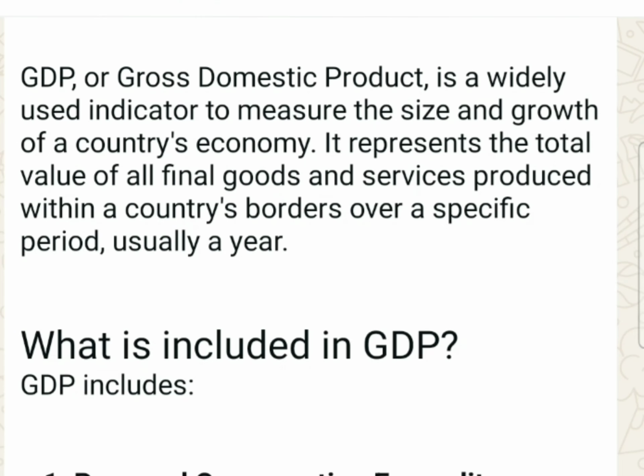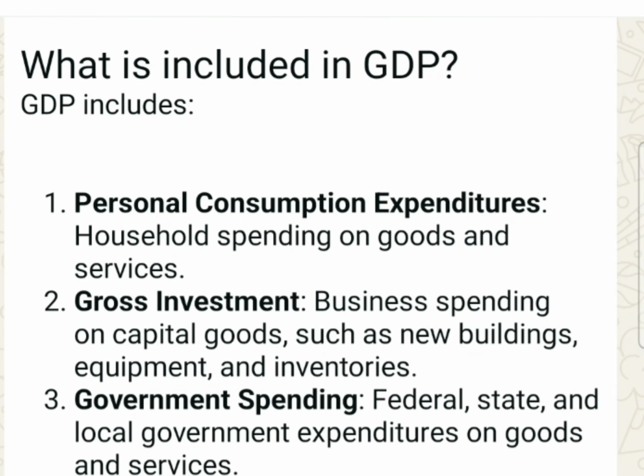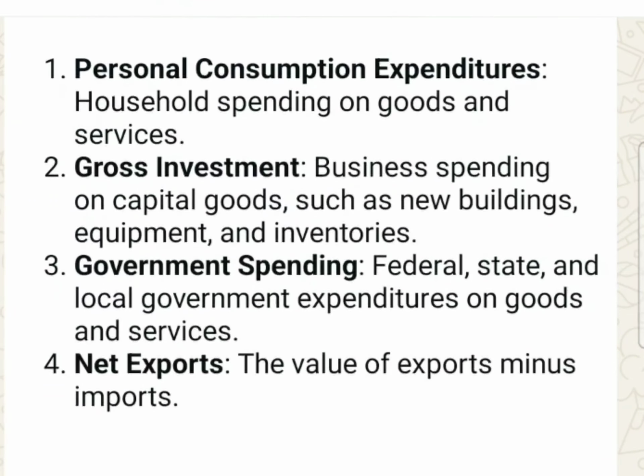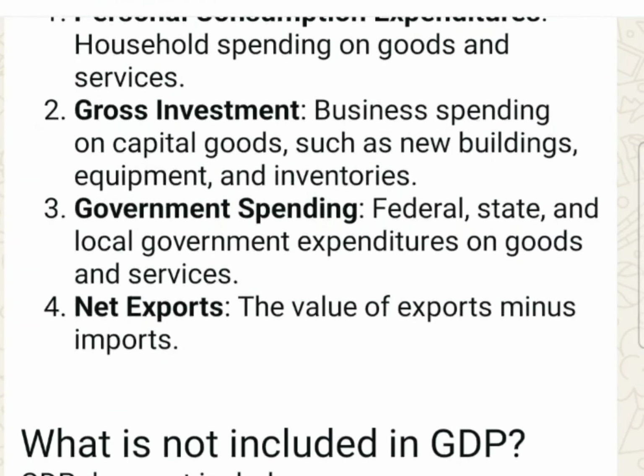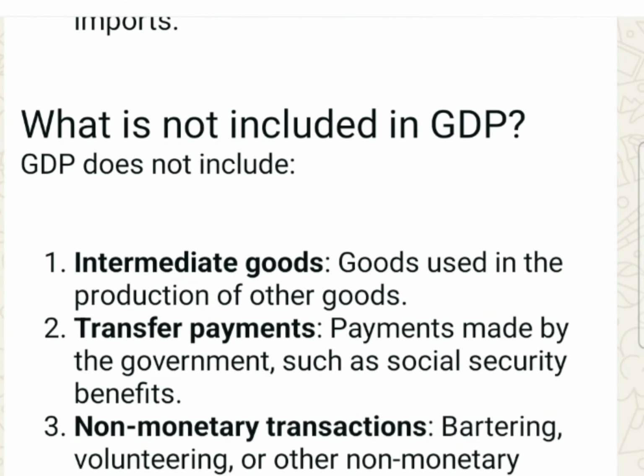First, we have to define GDP. GDP, or gross domestic product, is a widely used indicator to measure the size and growth of a country's economy. GDP represents the total value of all final goods and services produced within a country's borders over a specific period, usually a year. GDP includes personal consumer expenditure, gross investment, government spending, and net exports. GDP does not include intermediate goods, transfer payments, and non-monetary transactions.